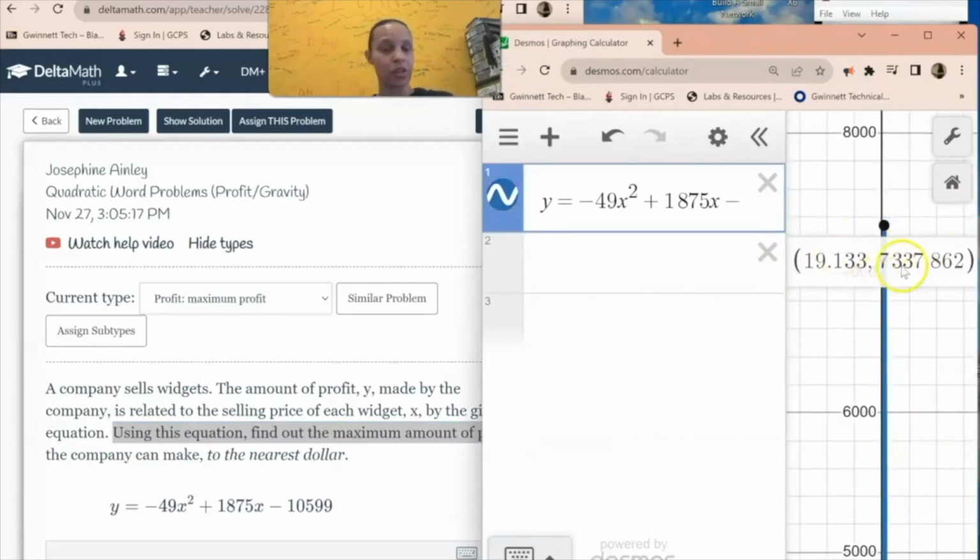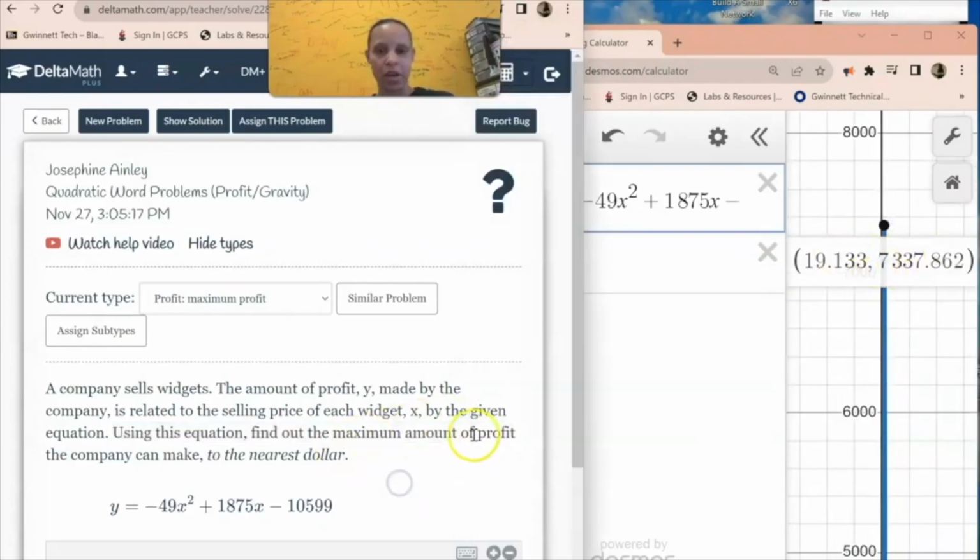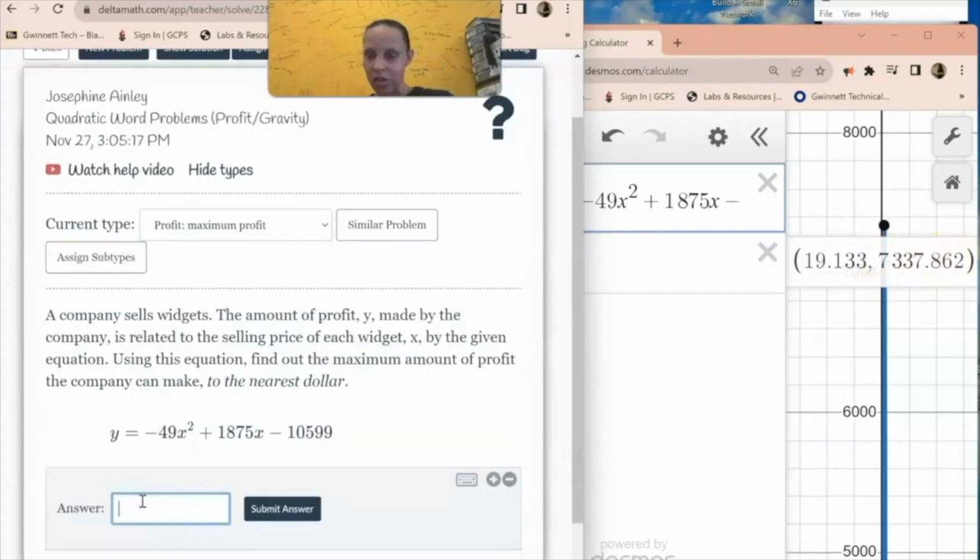Okay, there are two numbers that could be my answer. Which one do I want? I want the one that says profit. So let's read the question, find out what profit is. Profit is Y. Price is X. So profit is the Y value. So this is the Y value that I'm going to type into my answer. 7337.862. All right, this is my profit.